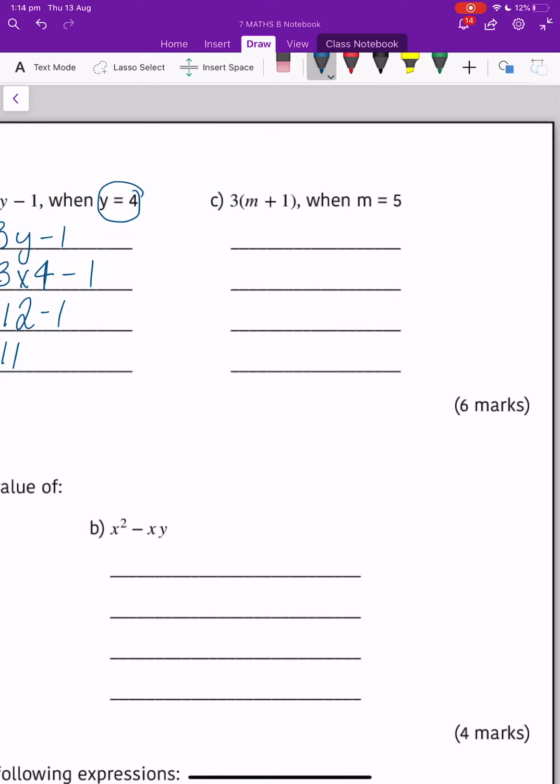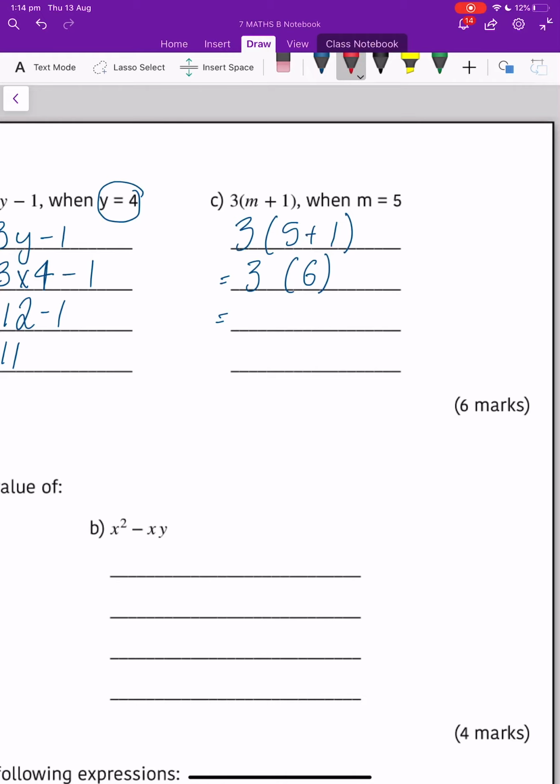Okay, this one I've made a little bit harder. I've used brackets. So with this one, we're going to substitute in, for whenever we see m, we're going to replace it with 5. So 5 plus 1. So we must do our brackets first, because with BODMAS we have to do brackets first. So 3 brackets 5 plus 1, that equals 6.